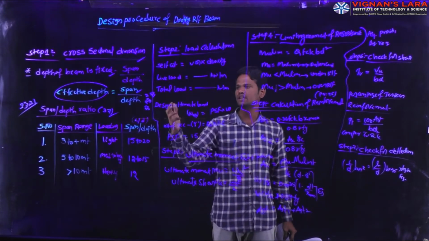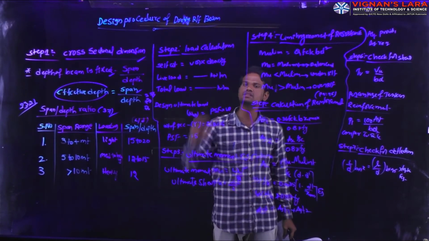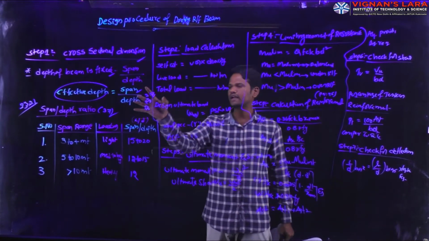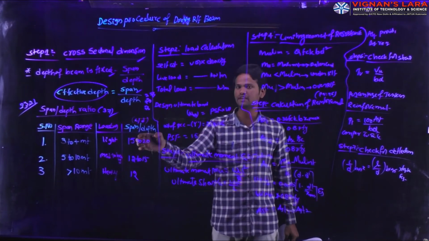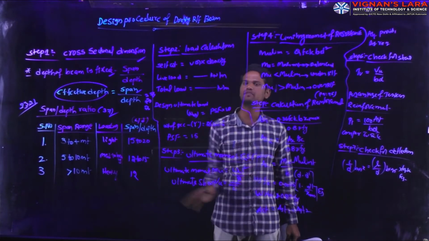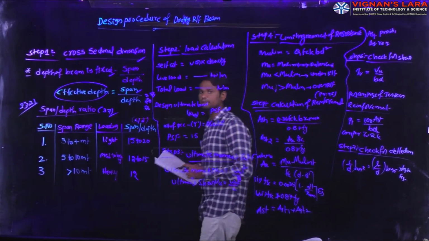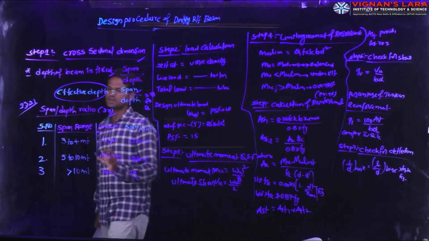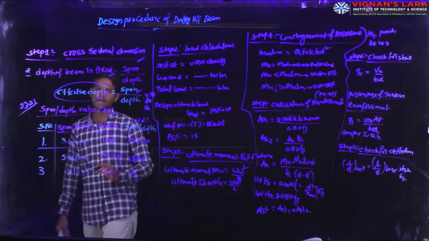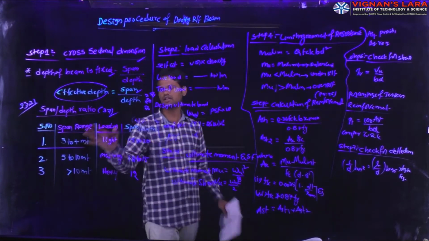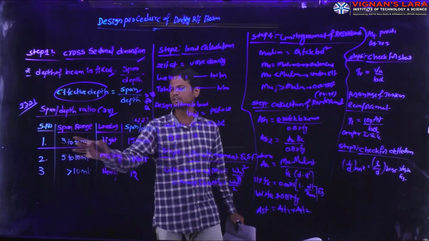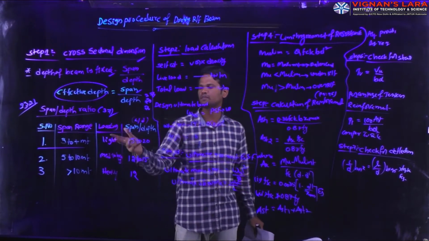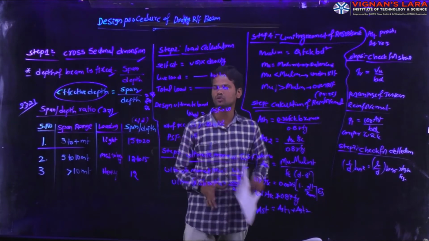In those conditions, again you have to rechange this effective depth. To neglect that problem, we have kept some values in between for these different types of loading conditions. If you take values in between, definitely the beam can resist that moment. Suppose, first, if you see here, span range up to 3 meters, that means your span will be in 3 to 4 meters. In those conditions, the loading will be low, and the span to depth ratio we can take as 15 to 20.